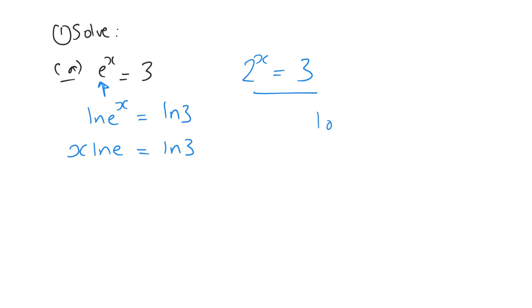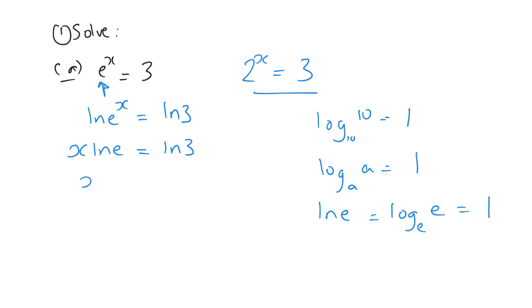Now you know that log of 10 to the base 10 is 1. Log of anything to the same base is 1. So if ln e really means log to the base e of e, that means that is 1. So we can write x equals ln 3. Now you can find out the value of that in your calculator, or a question might just ask you to give the exact value or leave it in terms of log.